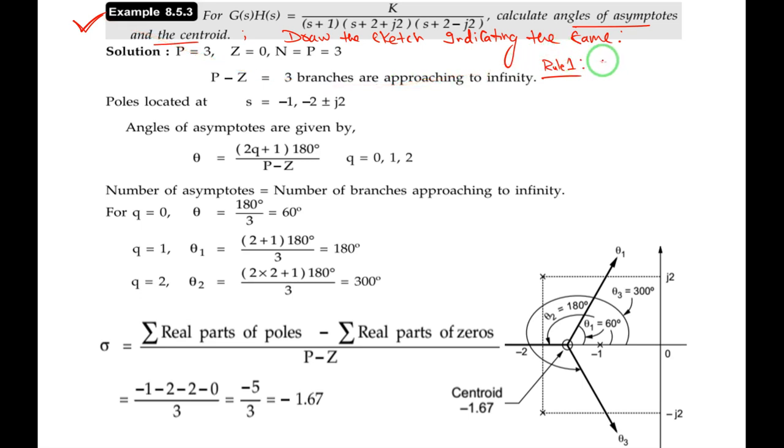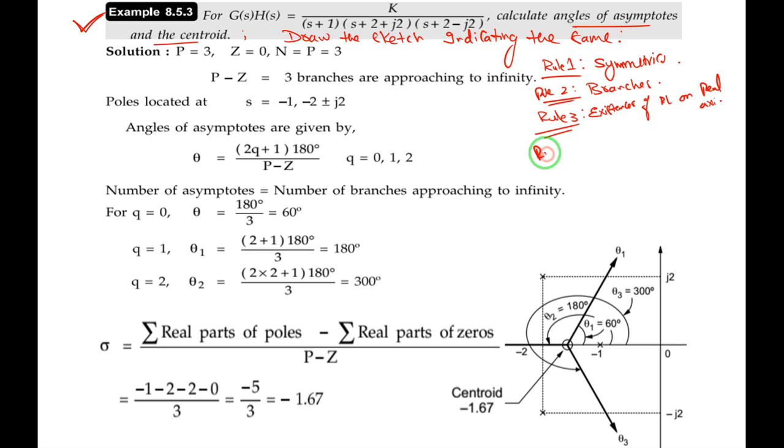The root locus is always symmetrical about the real axis. Symmetrical about real axis. What does rule number 2 speak about? It gives information about branches. Then rule number 3. It tells the existence of root locus on the real axis.